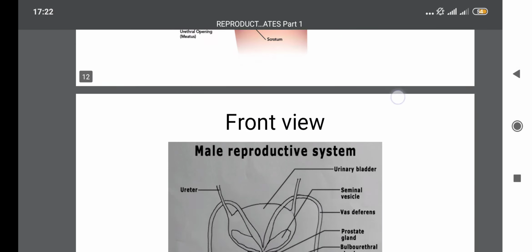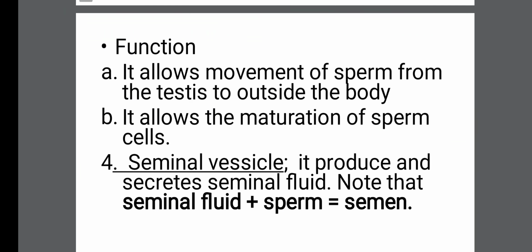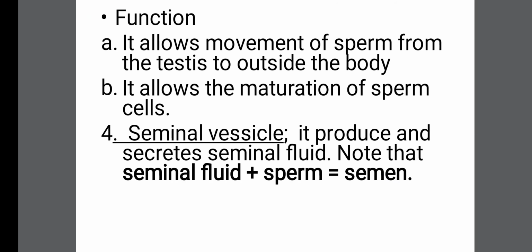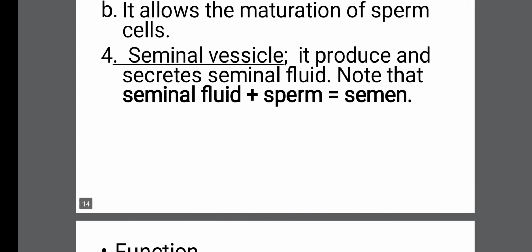Let's talk about functions of the sperm ducts. The sperm duct allows movement of sperm from the testes to outside the body. So the sperm duct takes sperm away from the body, and it also allows maturation of sperm cells. Number 4, seminal vesicle. It produces and secretes seminal fluids.